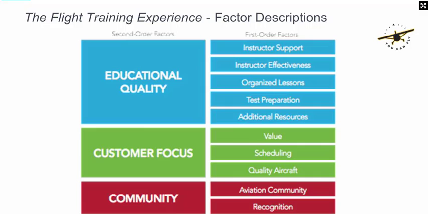And so this is on the handout. I just zoomed in a little bit, and you'll see that the big four categories: educational quality includes things like having good instructors, being organized in lessons, providing resources. Customer focus is the next biggest one, with that idea of value, scheduling your aircraft, having decent quality aircraft. Next one down, community. So the idea of having a community, feeling like you belong to something.